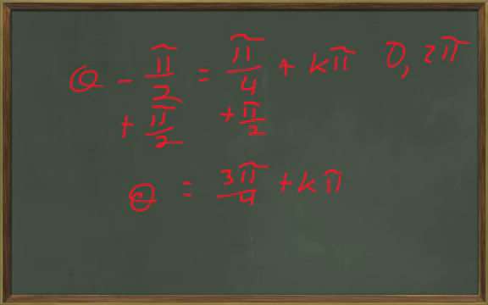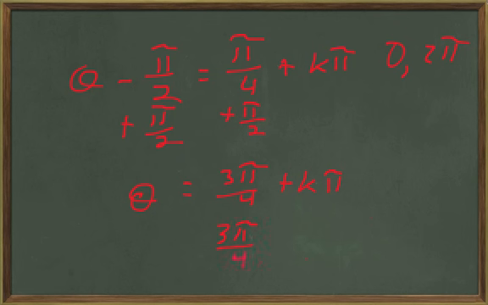So if we plug in a negative here, the negative 1, so 3 pi over 4 plus negative pi, which is the same as negative 4 pi over 4. That gives us a negative pi over 4. We can't have that. So we are going to look at k equaling 0. Now, if k equals 0, we're just left with 3 pi over 4.